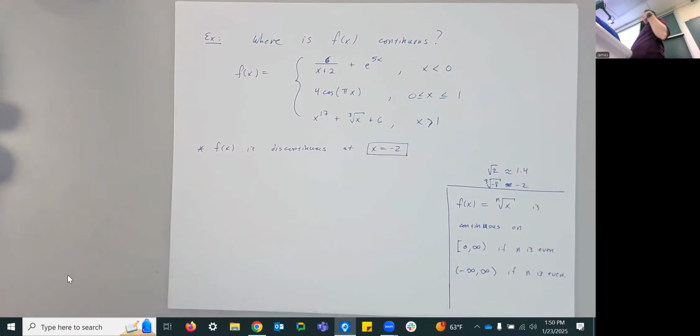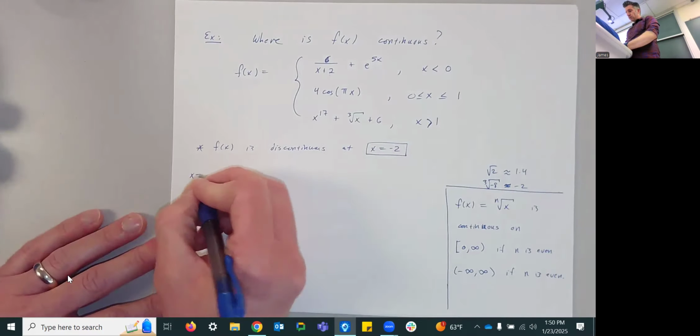And then we should, of course, check what other values of x. Wherever you change from one piece of a piecewise function to the next piece, there's always an opportunity to have some sort of jump or hole or whatever. So we should always check the places where we change from one piece to the next. So let's look at x equal to 0 first.